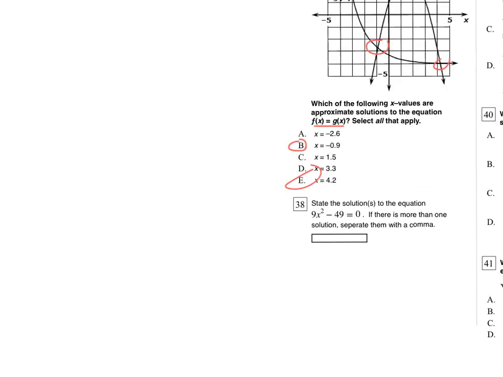All right, next up here, we're going to solve this equation. So I would factor this: 3x minus 7 and 3x plus 7. You can solve it with square roots as well. Just make sure you don't forget the plus or minus. So x would equal 7 over 3 and negative 7 over 3. So we're just going to type those in right there.